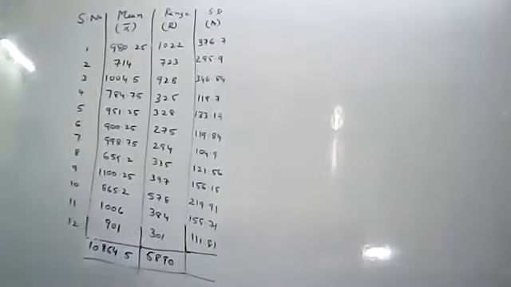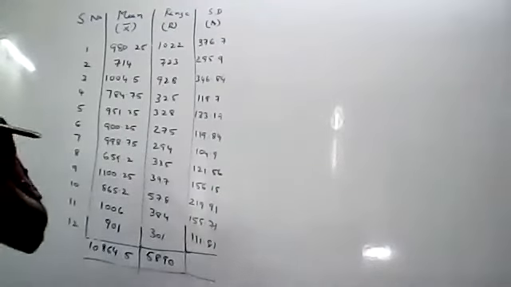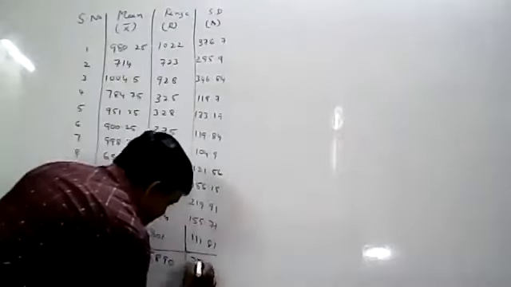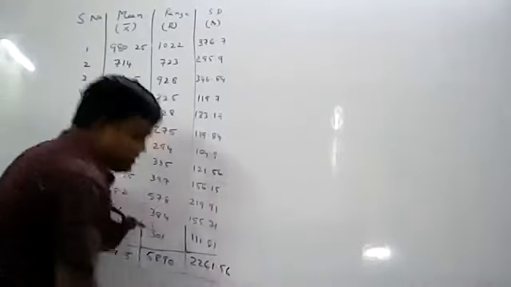Otherwise, I will write. Later on, you can check if you want. So the total you will get is, anyone got it? Anyone got the answer? Please respond. Otherwise, I will give the answer. Later on, you can cross check it. So no one has got it. Can I write the answer? 2261.56. This is the answer given.